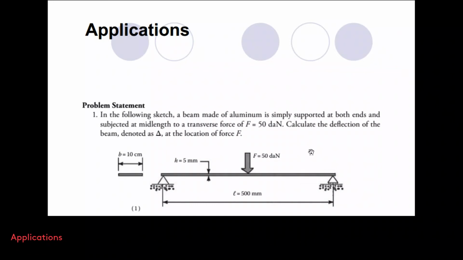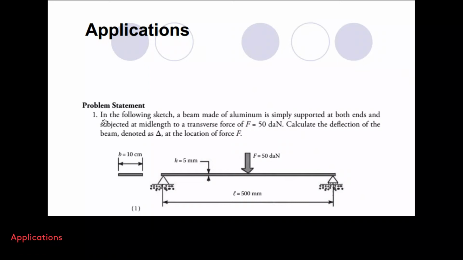Okay, we are going to make some applications. Now, our first problem is about a sandwich structure. Now, let's see the effect of a sandwich structure on deflection, on deformation effect. First, we are going to solve the simple, simple homogeneous beam made of aluminum.